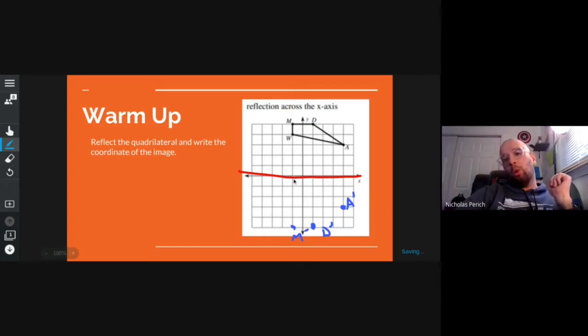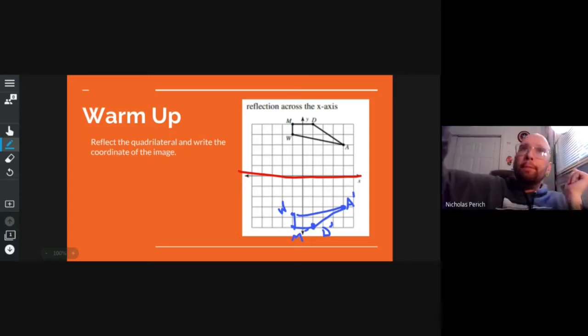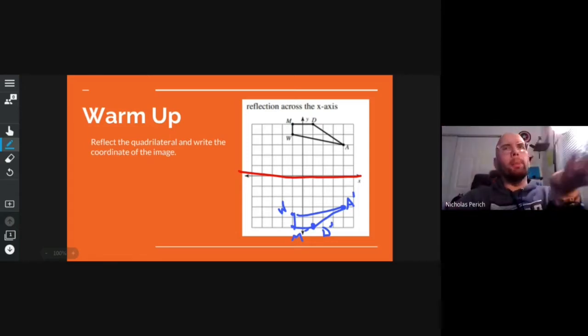W is 4 away, so W is going to be right here. And as you see, we have two congruent shapes. Congruent, of course, meaning they're the exact same shape, the exact same size. This one's just a mirror image. And since I know how to draw perfect straight lines on this Chromebook, you could see that it's a perfect mirror image. That is a reflection. You're welcome.